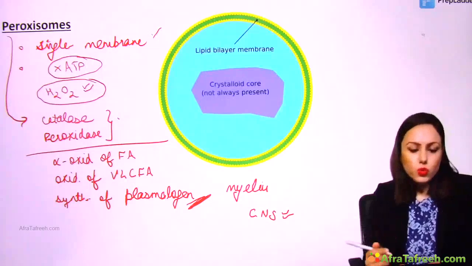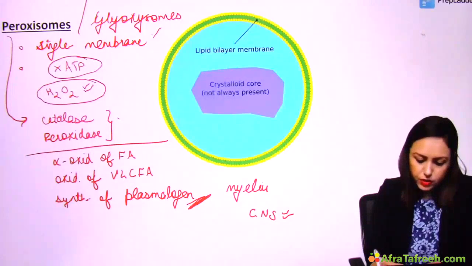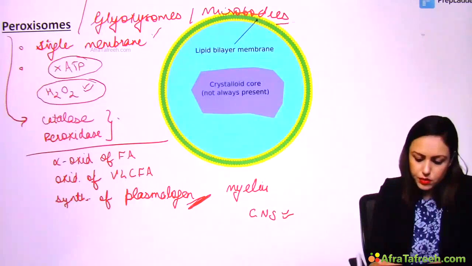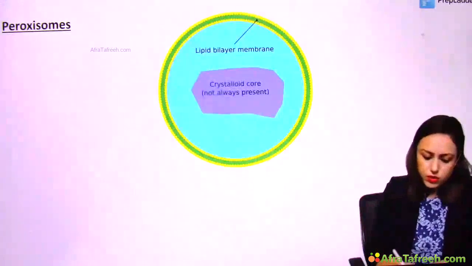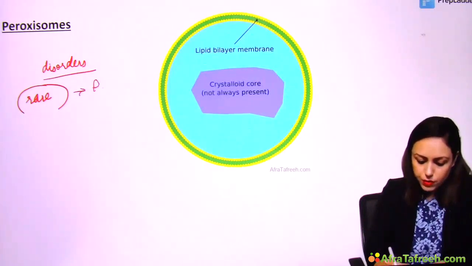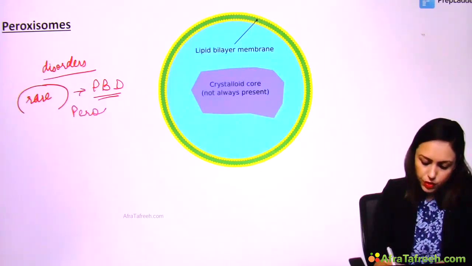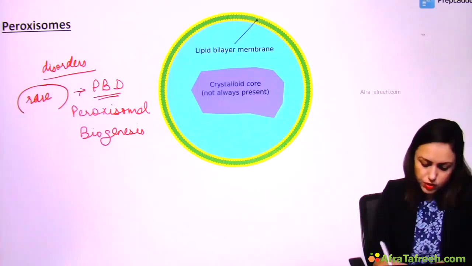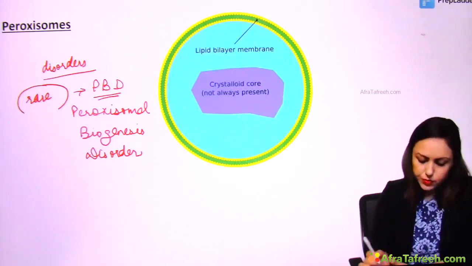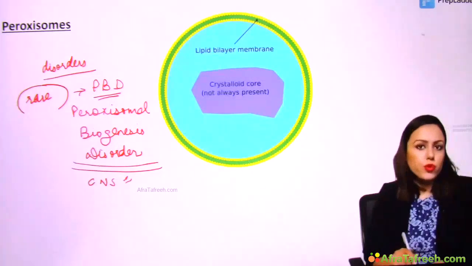Then peroxisomes are also given another name, that is glyoxysomes. Also they are called microbodies. Then disorders in peroxisomes. There is a rare group of disorders known as peroxisomal biogenesis disorders, PBD. All these disorders will be affecting the CNS, I already told you.